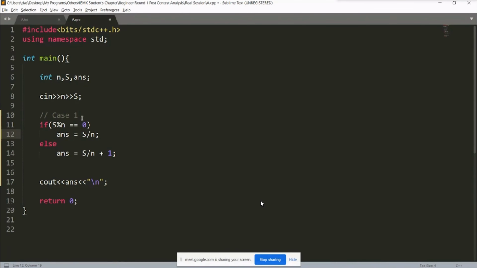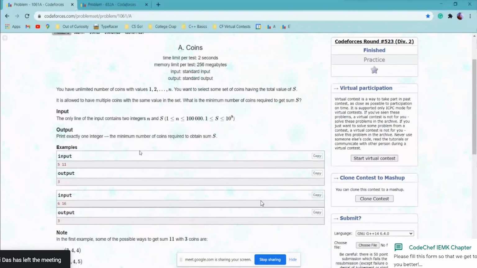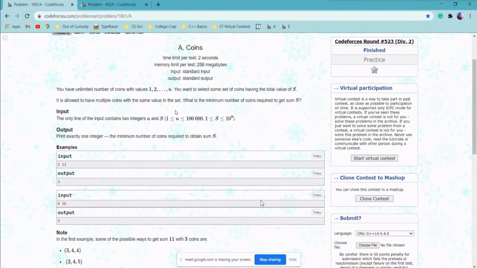I want to add something. If in the given problem another condition is given that we can only use one coin at a time, that is, we can't repeat the coins in this problem? No, it's not given in this problem. It is given that it is allowed to have multiple coins with the same value in the set. So we can use the same thing again and again.